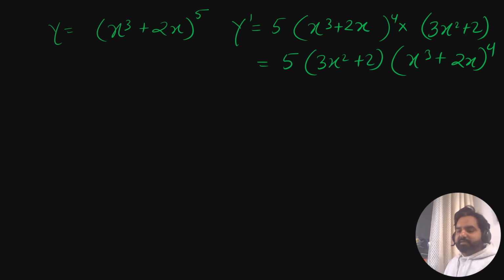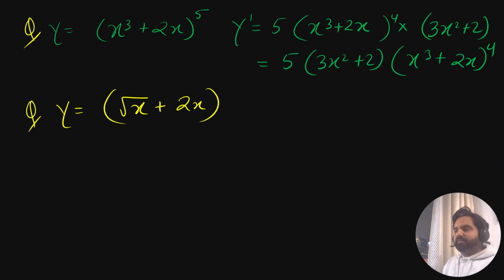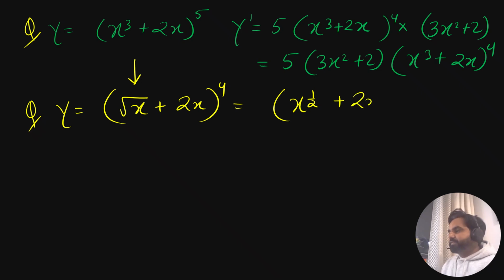Okay, now let's take another question on this bracket strategy. y is equal to (root x plus 2x) to the power 4. So here we cannot multiply it because it would be difficult, and also simultaneously we have to simplify this. So I will first simplify this question, and this will become (x to the power half plus 2x) to the power 4.